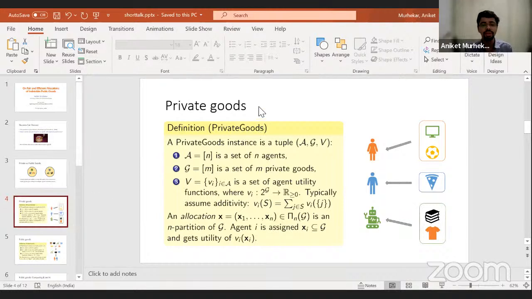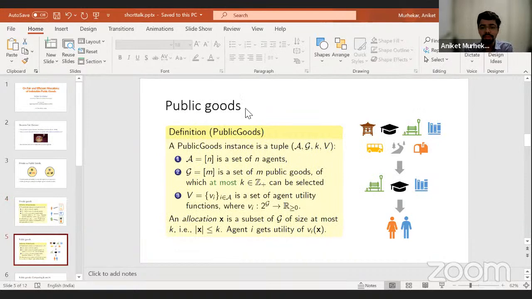Okay, so let me talk about the private goods model. This is well studied in the literature, and here we have a set of n agents as shown on the left, and a set of m private goods as shown on the right. Now these agents express their preferences over these goods using valuation functions v1 through vn. And typically we assume additivity, which means that the value an agent has for a set of items is the sum of the values she has for the individual items in that set. So an allocation here simply consists of a partition of these m items into n sets.